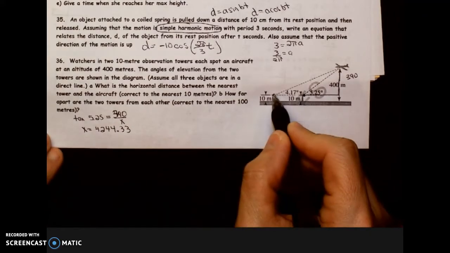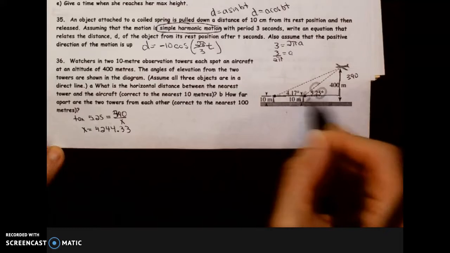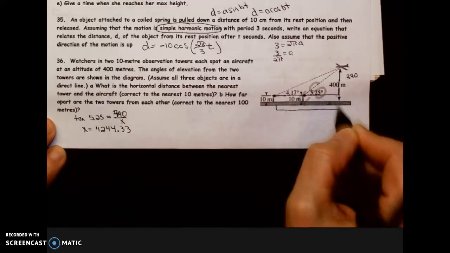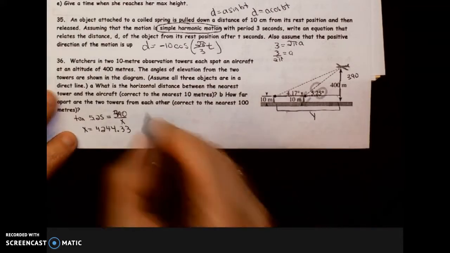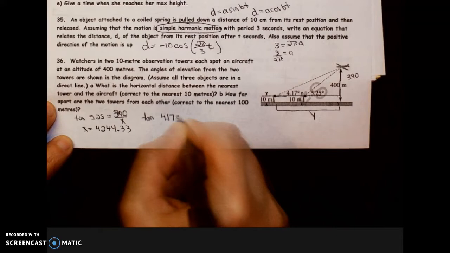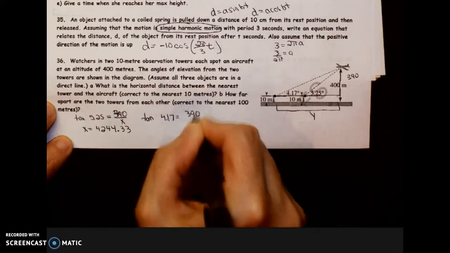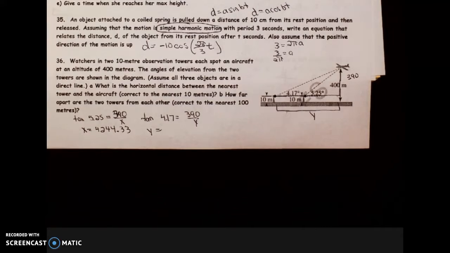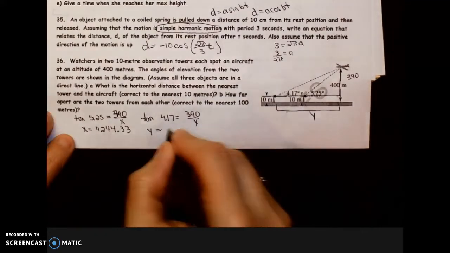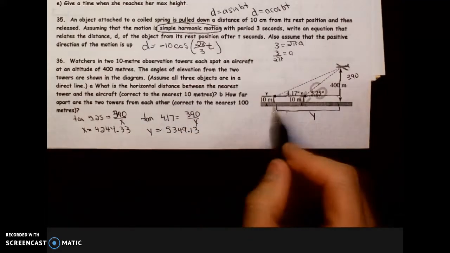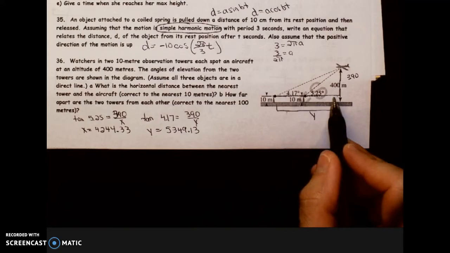They want to know how far apart the towers are. So ultimately, we're looking for this distance here. Well, I know this distance. I'm going to use the larger triangle to find this distance in here, which for now I'm going to label y. This angle is 4.17. Again, we've got tangent equals 390 over y. That total distance is 5,349.13. That total distance is the 5,000, and this is the 4,000.